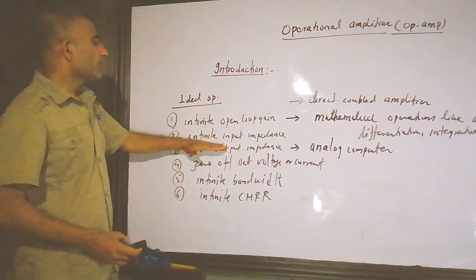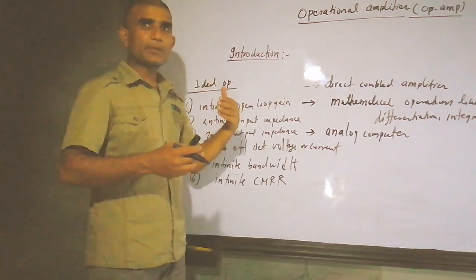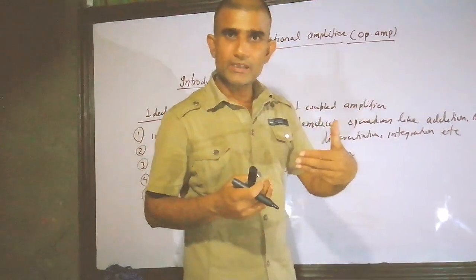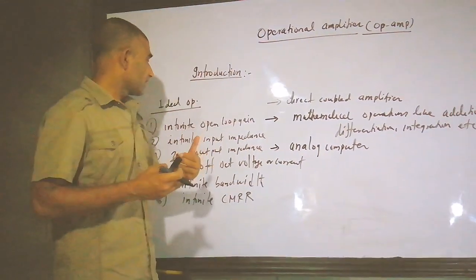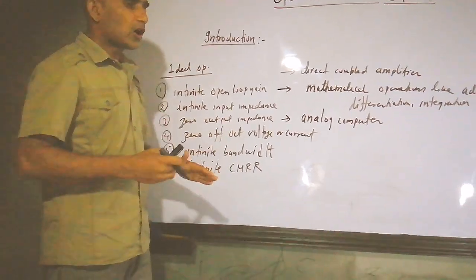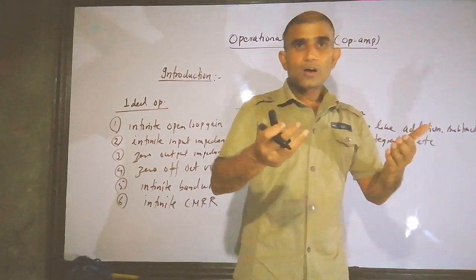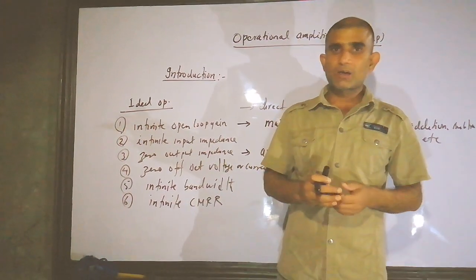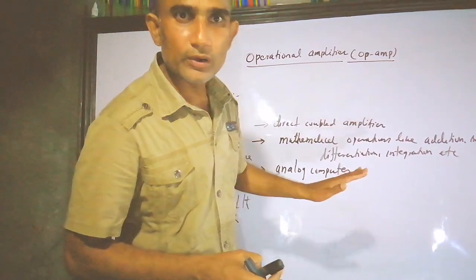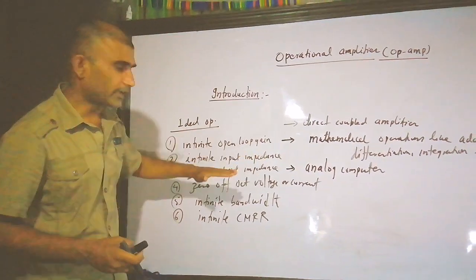I told you before. Infinite input impedance means there is no current passing through the operational amplifier through the input terminal. So it has infinite input impedance. Likewise, zero output impedance means the output has no other impedance. That means whatever load we connect, that only acts as the output impedance. There is no output impedance in the amplifier itself.